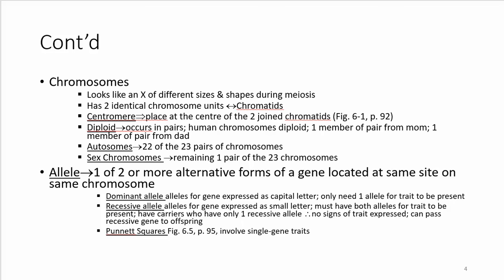Now, in each pair, you have one from your mother and one from your father. Which one gets expressed depends on the genes themselves. We call 22 of the 23 pairs the autosomal chromosomes. These are not the sex-linked chromosomes. They're all the rest of them. The sex chromosomes really are the last pair. Now, they're called that because they determine the sex of the individual. And that's the X and Y chromosome.